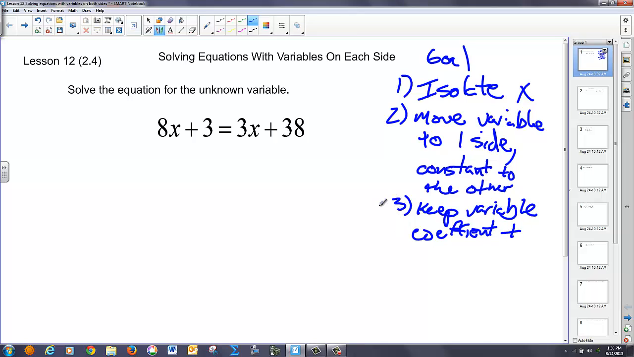So what I'm going to do is look at these two variable terms and see which one's bigger. So 8's bigger than 3. I'm going to move my variable terms to the left and my constant term, which is 3, to the right. Just a preference of mine. In order to move the variable term, I have a positive 3x here, so I'm going to add a negative 3x to both sides.